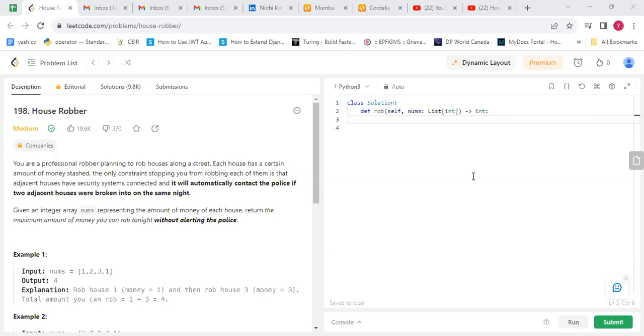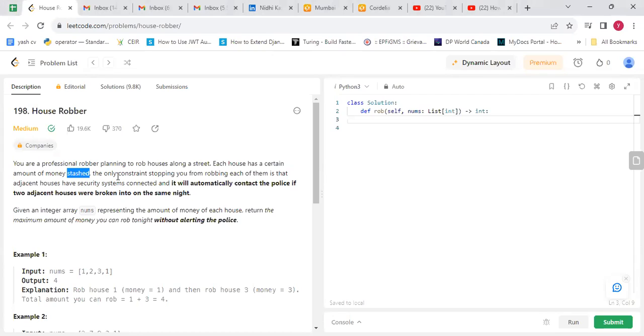So today we are going to solve Leetcode problem 198, which is House Robber. So let's read it. It's a medium level problem. You are a professional robber planning to rob houses along a street. Each house has a certain amount of money stashed.